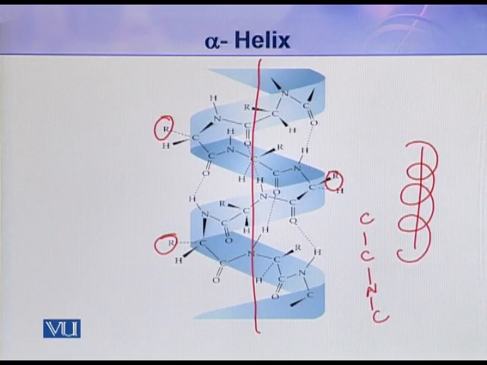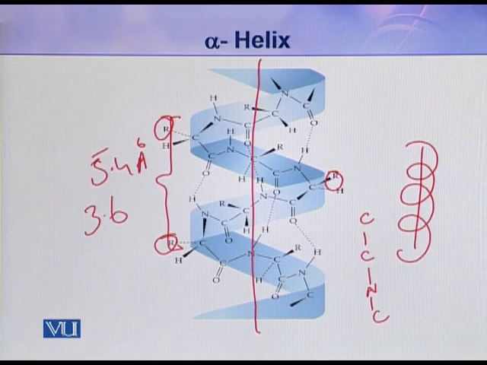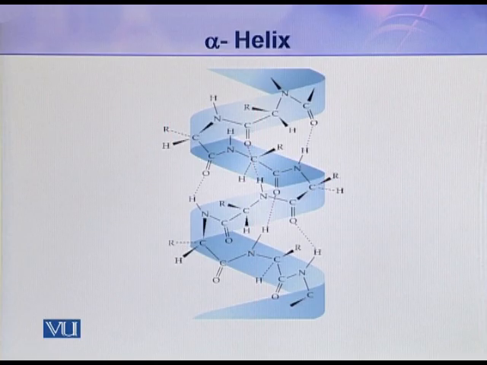And in this helix, this is one complete turn, and this is a repeated unit of this alpha helix. It is about 5.4 angstrom long, and it contains about 3.6 amino acids. So there are 3.6 amino acids in a single turn of alpha helix, and the length of this single turn is about 5.4 angstroms. So this is alpha helix.